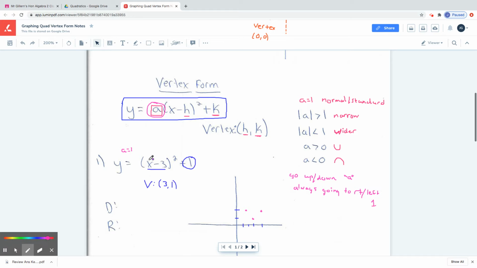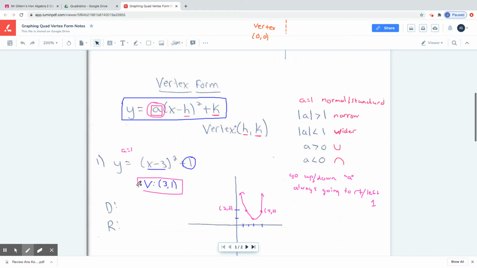All right. So since A was 1, I went up 1 from here to the right 1, put a point, went up 1 to the left 1. And there it is. You just make a parabola right there. All right. And those are my points. So that was at (4, 2). That's at (2, 2). And this point was the vertex, which was (3, 1).